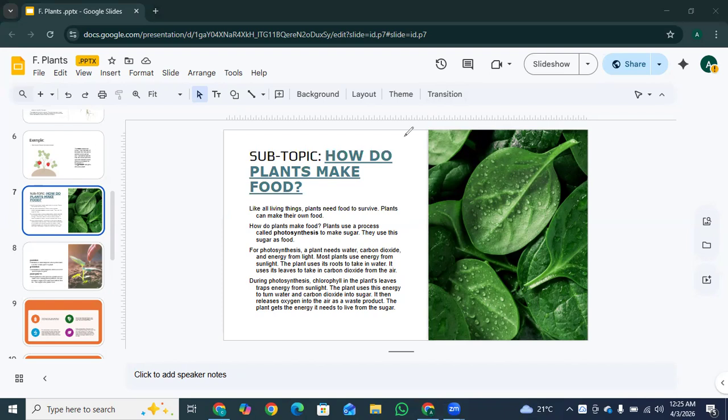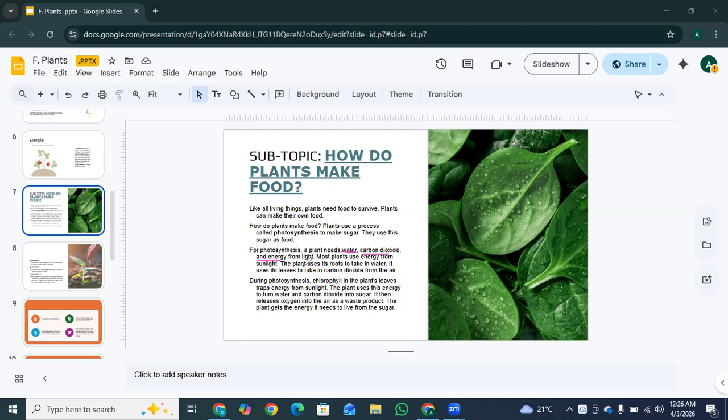A plant needs water, carbon dioxide, and energy. Okay, water: water is taken in by the roots from the soil. Air, like you can say carbon dioxide, is taken in by the leaves from the air around them. And sunlight provides the energy. The plant uses its roots to take in water. It uses its leaves to take in carbon dioxide from the air.